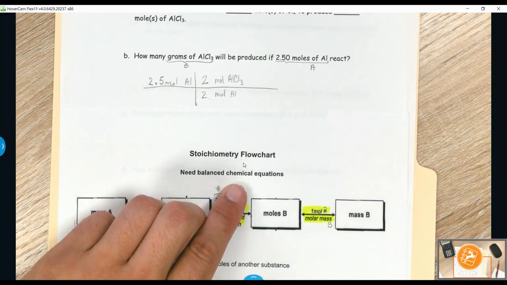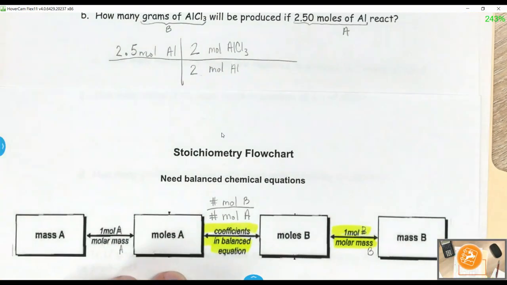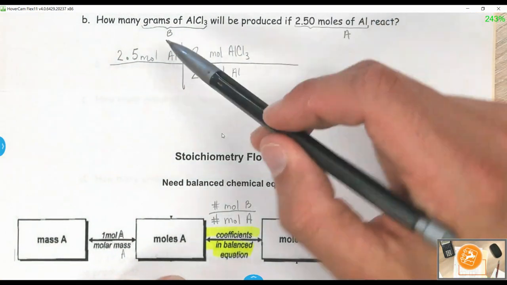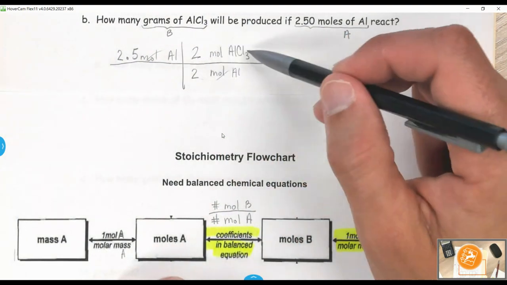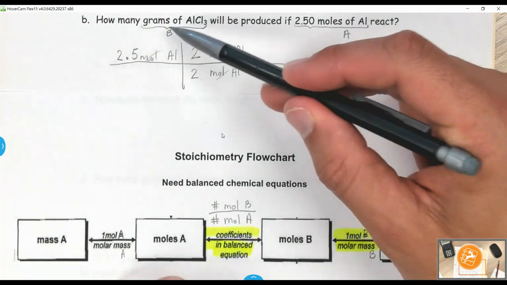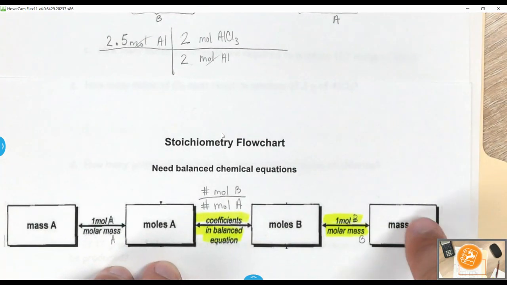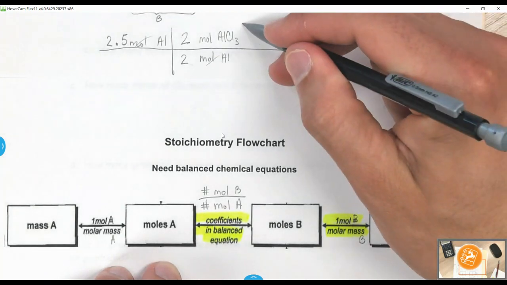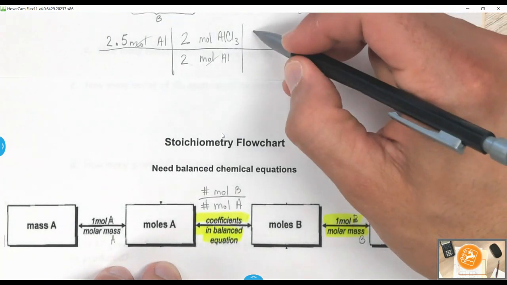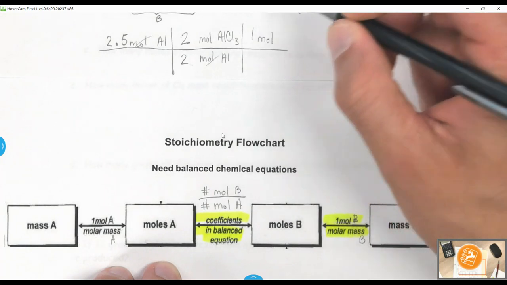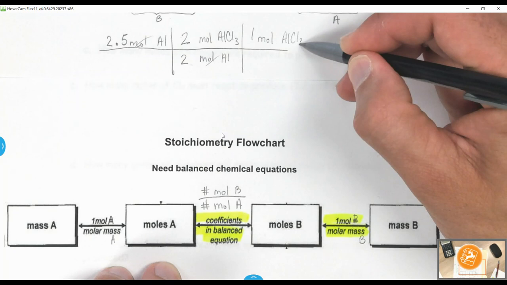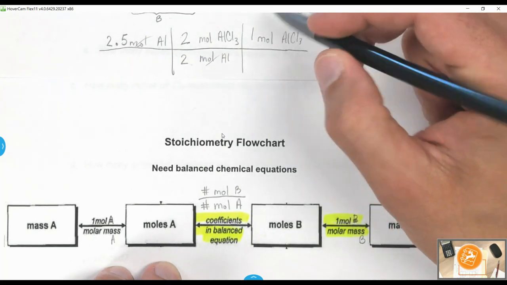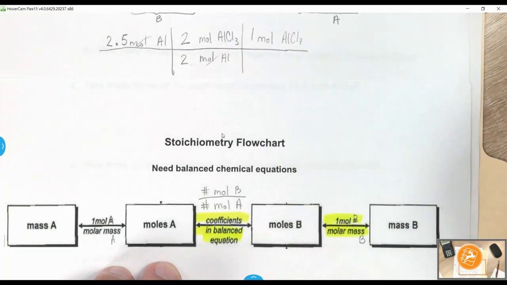All right, so now you're good with this part. But if I finish the problem right here, moles of aluminum cancel, I would be left with moles of aluminum chloride. They didn't want that. They wanted grams. So I have to continue to get to this spot here. That tells me I need to use the conversion of 1 mole of substance B, again, substance B is aluminum chloride, over the molar mass of that substance.